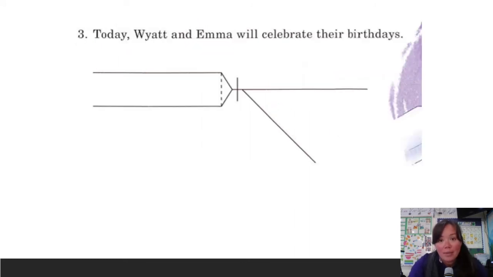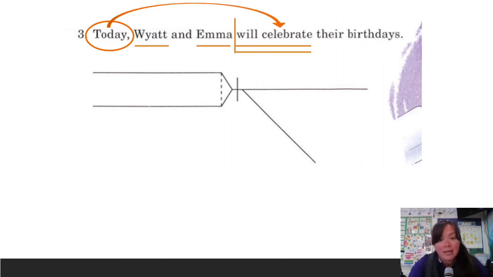Today, Wyatt and Emma will celebrate their birthdays. Awesome. So our subjects, it's plural, and you can see in our diagram that there will be 2 subjects, are Wyatt and Emma. And what are they going to do? They will celebrate. We have a verb phrase here. Okay, so let's ask ourselves, does it tell us how they will celebrate? Not really. How often they will celebrate? No, not really. But when will they celebrate? The answer is today. They will celebrate today, and we'll draw that arrow back to will celebrate.